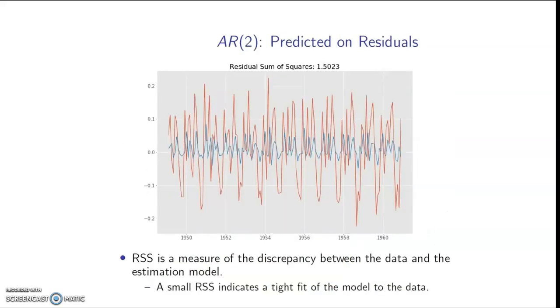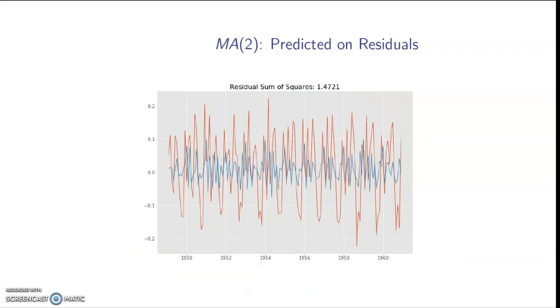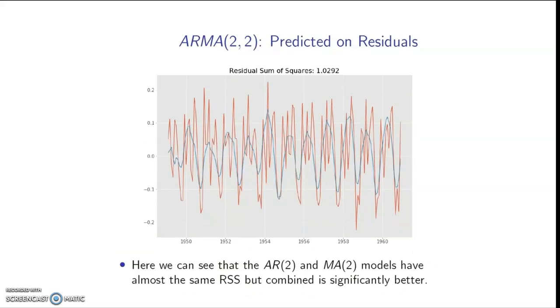So here is the AR2 predicted and residuals. Since the residual sum of squares is the measure of discrepancy between the data and the estimated model, the smaller the RSS, it indicates a tight fit of the model to the data. This is the MA2 process predicted on residuals. This is ARMA2 predicted on residuals, and here we can see that AR2 and MA2 models have almost the same RSS, but combined is significantly better.